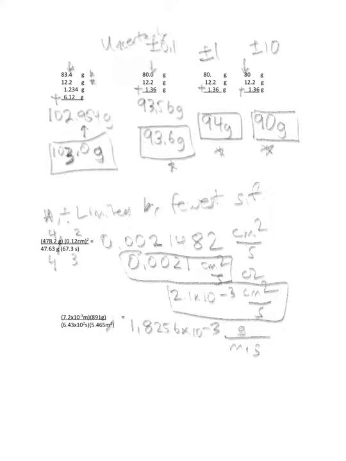In multiplication and division, the answer is limited by the part of the problem with the fewest significant figures. So if I look at that, I've got 2 sig figs and 7.2 times 10 to the minus 3. The exponent does not enter into the counting of significant figures. 8.91, I've got 3 sig figs. 6.43, I've got 3 sig figs. 5.465, I've got 4 sig figs. So my answer is limited to 2 sig figs. So 1.8256 is going to round to 1.8 times 10 to the minus 3 grams meter over meter seconds.